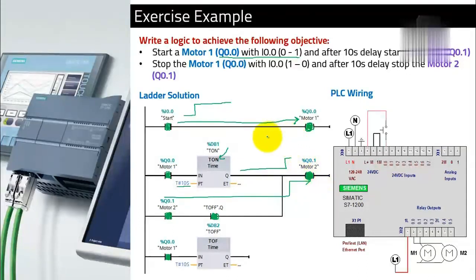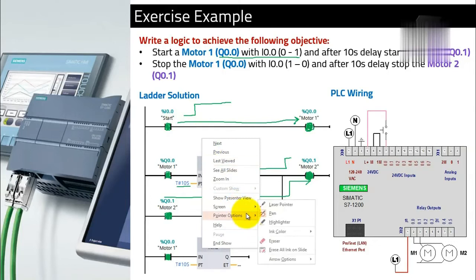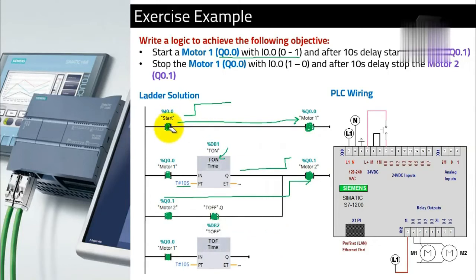Now what will happen? If I turn off my input I0.0, so I will use an eraser. If I turn off this input, this signal will be off, this signal will be off, motor 1 is off, this motor 1 is off. Okay, so this timer signal will be off. Let me turn off this as well. And this will be off. So now this is off timer.